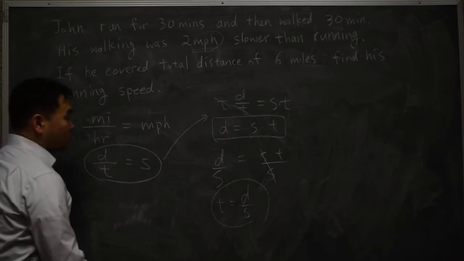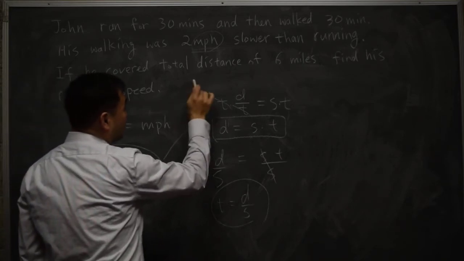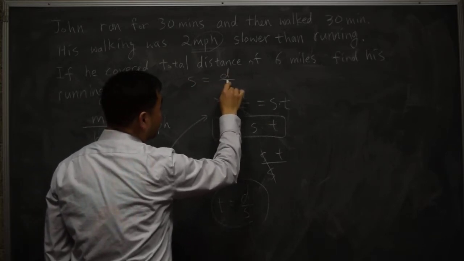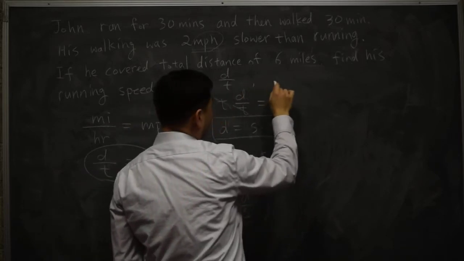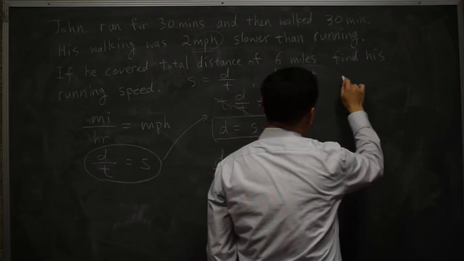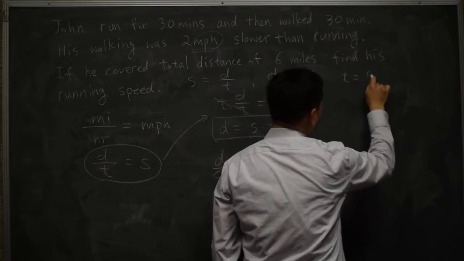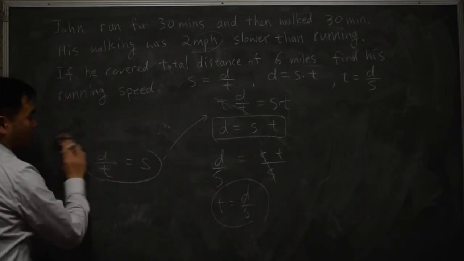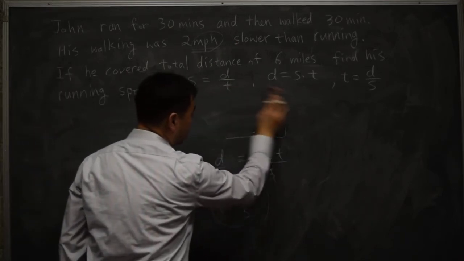Okay, but let's first write these equations down. So speed is distance over time, and then distance is speed times time, and then time is equal to distance divided by speed. And we'll try to solve this question.